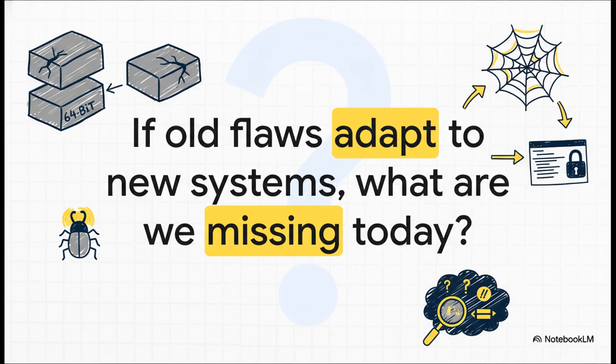We just saw how a decades-old vulnerability found a whole new life in 64-bit systems. So the real question is, what fundamental flaws are we writing into our code right now that are going to become the exploits of tomorrow?